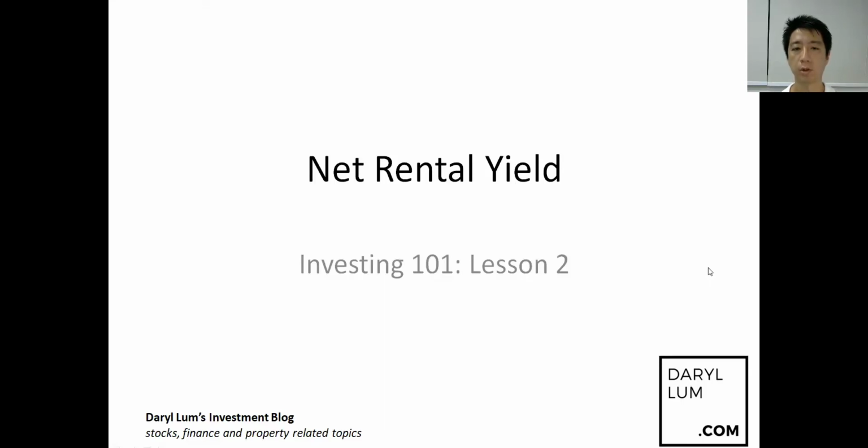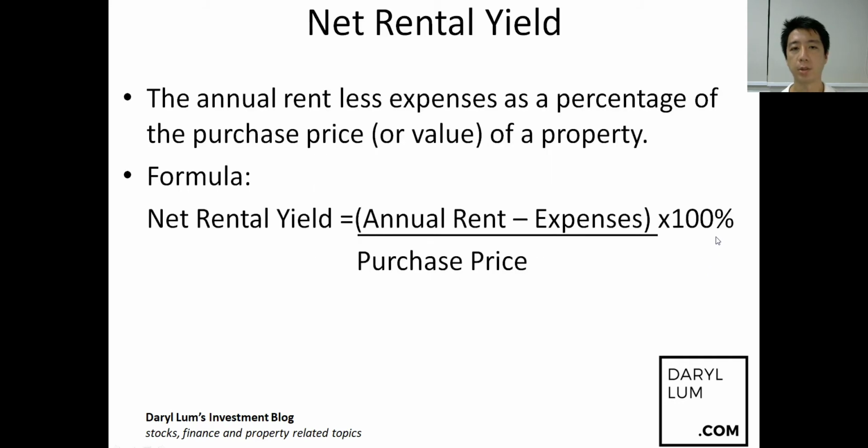So today we're going to talk about net rental yield. It's lesson 2 in Investing 101, my playlist on my YouTube channel. Net rental yield is derived from gross rental yield. It is the annual rent less expenses as a percentage of the purchase price or value of a property. The formula is annual rent minus expenses, divided by purchase price, then multiplied by 100%.